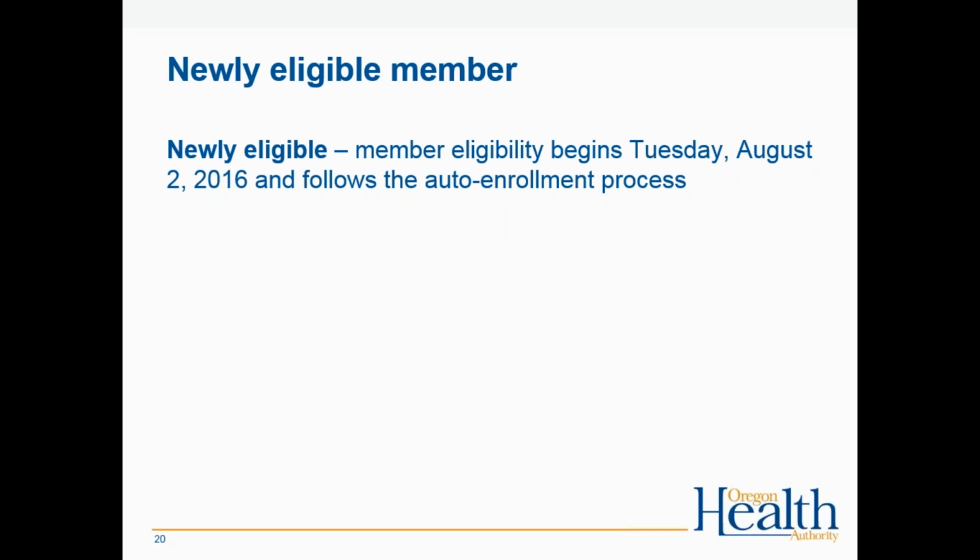And in the next example, we have another newly eligible member whose eligibility starts on Tuesday, August the 2nd, and is also following the auto-enrollment cycle process. And because Tuesday is in the beginning of the next weekly cycle, that client's enrollment will begin on August 8th.